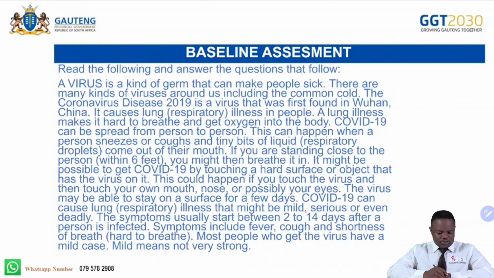Right. So we're saying a virus is a kind of germ. I'm sure we're familiar with this word germ, right? A virus is a kind of germ that can make people sick. There are many kinds of viruses around us, including the common cold. The coronavirus disease 2019 is a virus that was first found in Wuhan, in China.